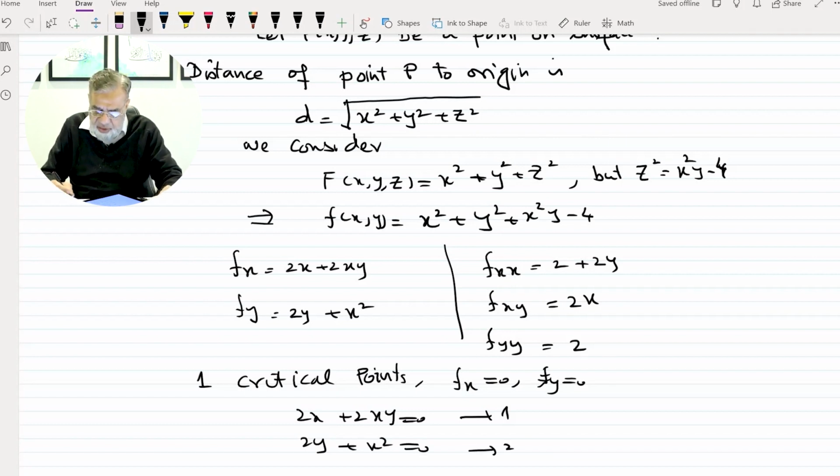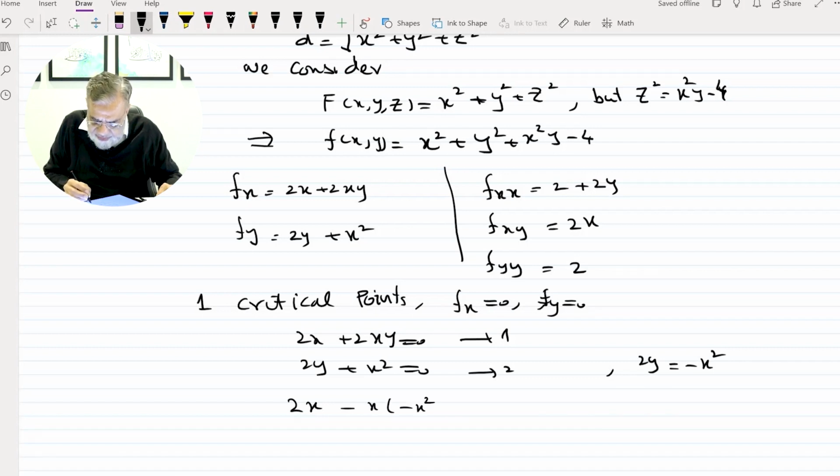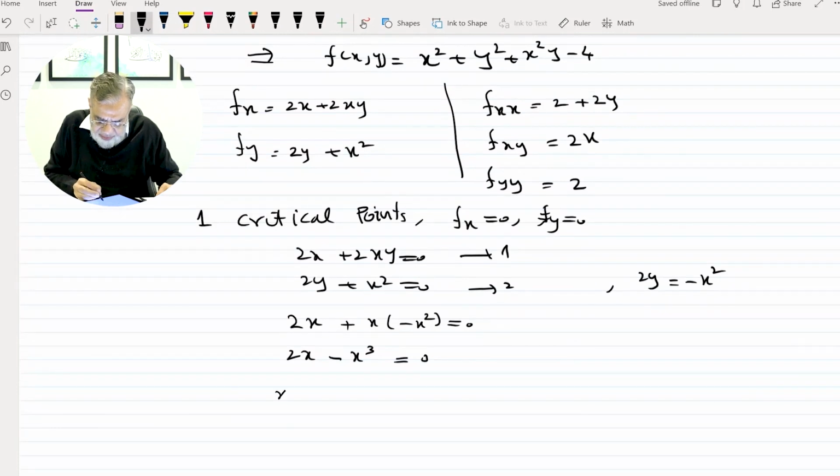We solve it, we get the value of y from the second equation. We get here 2y is equal to minus x square. I substitute the value of 2y in equation 1. So I get here 2x, and then we have plus x into 2y, where 2y is minus x square, equal to 0. That gives me 2x minus x cube equal to 0. Here there is a plus sign, so this becomes minus, because we already have the plus sign. It's plus 2x and then it's minus x cube. So we take 2x common, we get here x times 2 minus x square equal to 0.